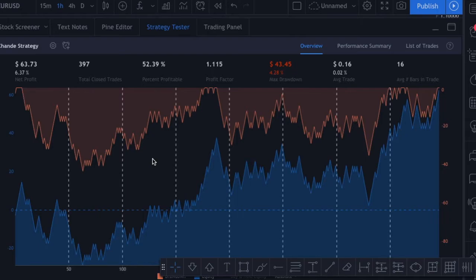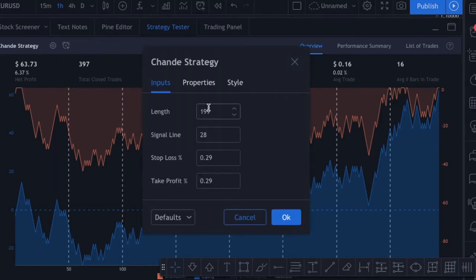But if you already use the Chande Oscillator, or you're back testing it with something else, then you definitely want to use these settings here. You want to move the length all the way up to 199. That's going to give you the best results. And if you use the signal line, put the signal line at 28.